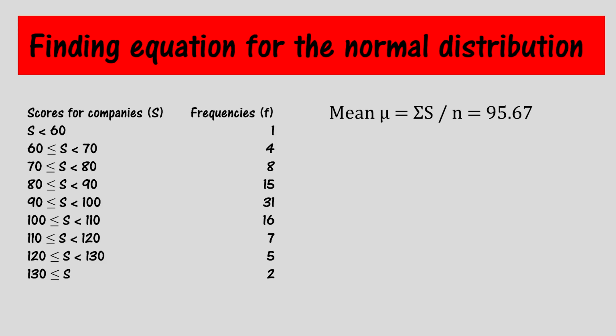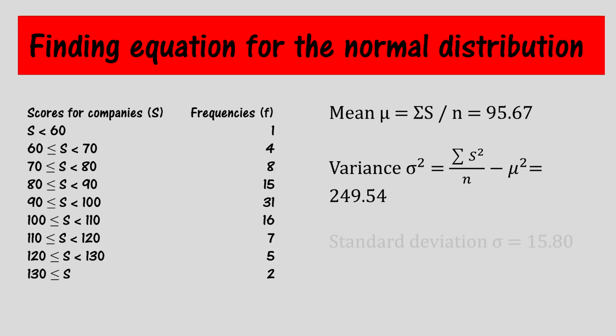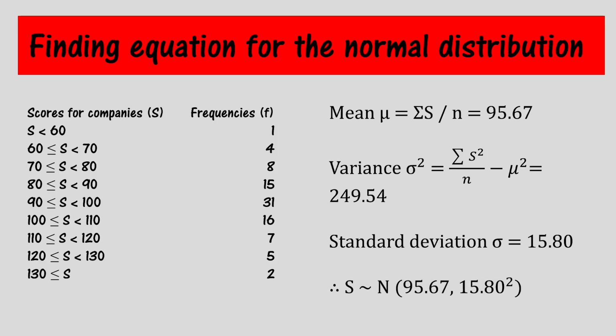The next step is to find the variance and the standard deviation. The smaller value of the standard deviation, the less spread there is between our data. The variance is calculated using the sum of the squared values of the scores divided by the number of values. Then you take away the square of the mean, which we just calculated. To find the standard deviation, we just need to square root the variance. Now we have these variables, we can come up with an equation for the normal distribution that this data follows. From this, S follows a normal distribution with a mean of 95.67 and a variance of 15.80 squared.